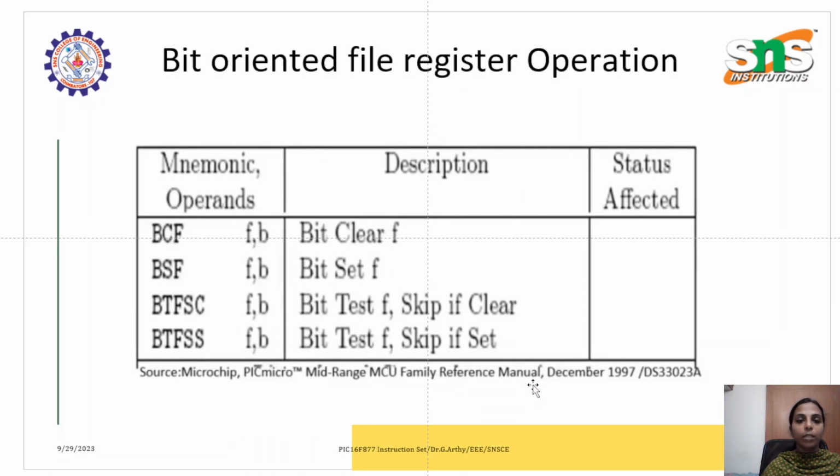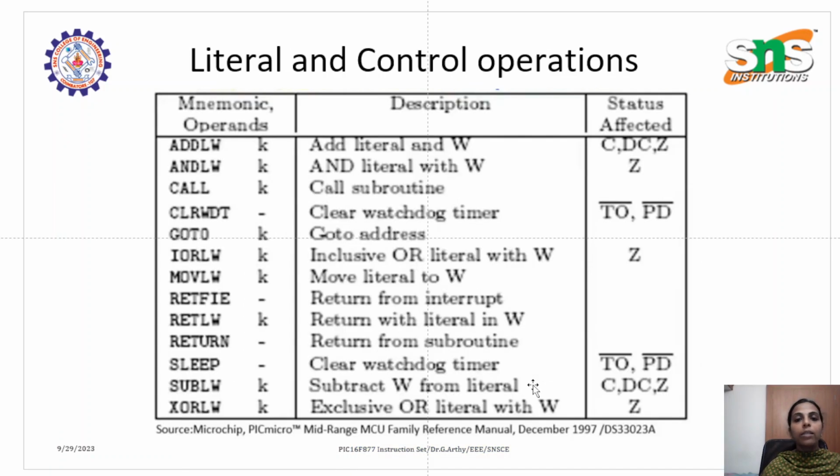These are the bit-oriented instructions. They are used to clear a particular bit in any of the registers, to set a bit, and also to skip based on different conditions. And next come the literals. In the case of literals, we mention direct data. These are the literal instructions, and these are the flags which get affected when these literal operations are executed.